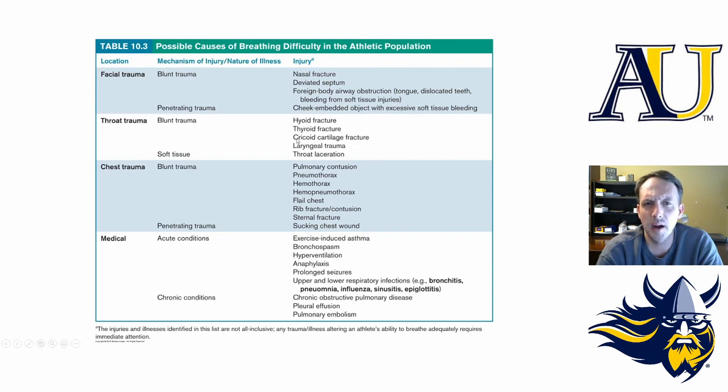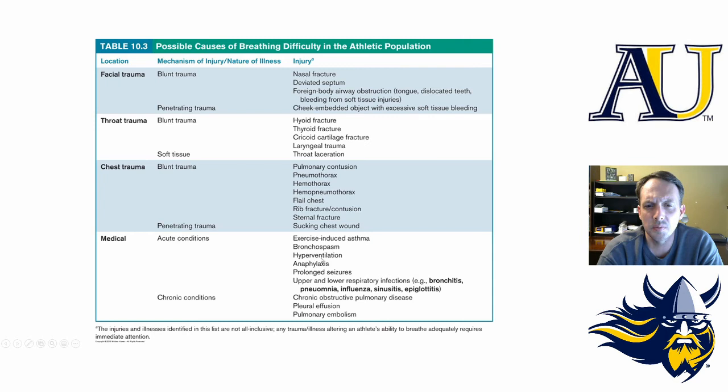So some possible causes of breathing difficulties in the athletic population. Again, just a list to take a look at as far as different components. But you can see, a lot of these are trauma related as far as the top part. If you have any trauma to the face, throat, or chest, you have the possibility of creating difficulty breathing. But we also have these medical conditions as well. Exercise-induced asthma, like I said, being the most of them.